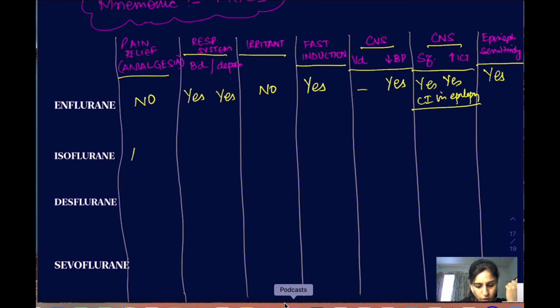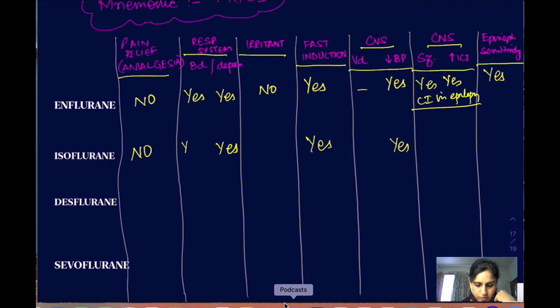I told you, none of these agents have an analgesic effect. Here we can write no. And yes, because they are cardiac depressants, you can write this one. I told you all of them are very fast inducers, so this is also yes. Then almost all of them are respiratory depressants. So you should know that they're respiratory depressants, cardiac depressants, and they cause bronchodilation.